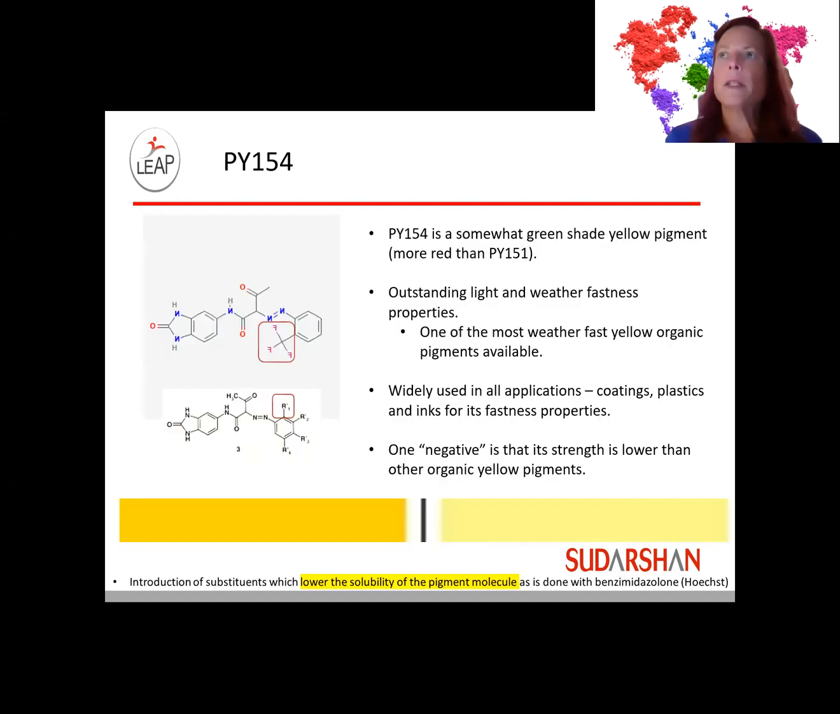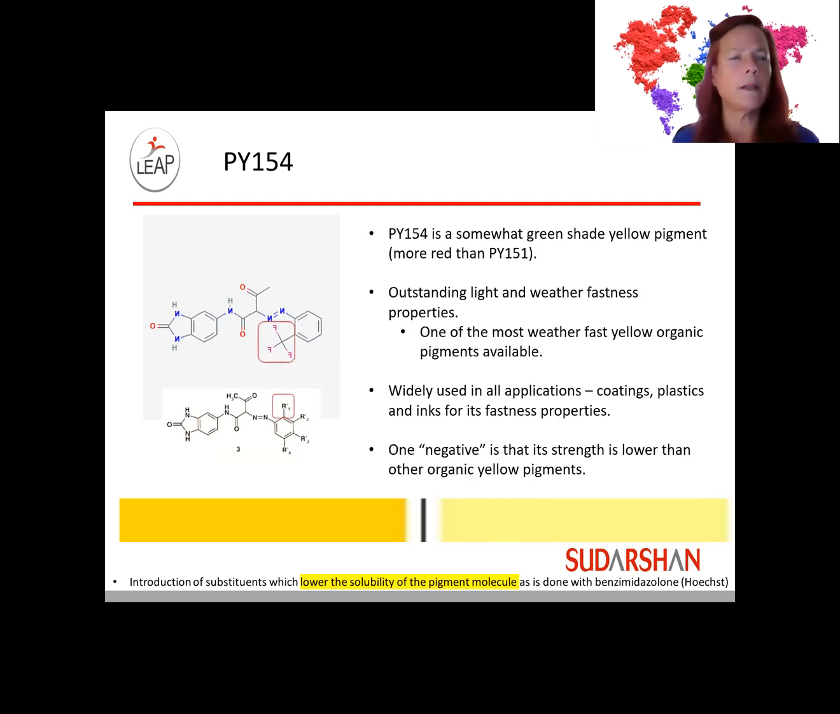The next one in the series is Pigment Yellow 154. This is moving a little bit more to the red side from the Pigment Yellow 151. And this particular color index is one of the most weather-fast yellow organic pigments that is available. And so this is highly used in all applications for that particular reason.